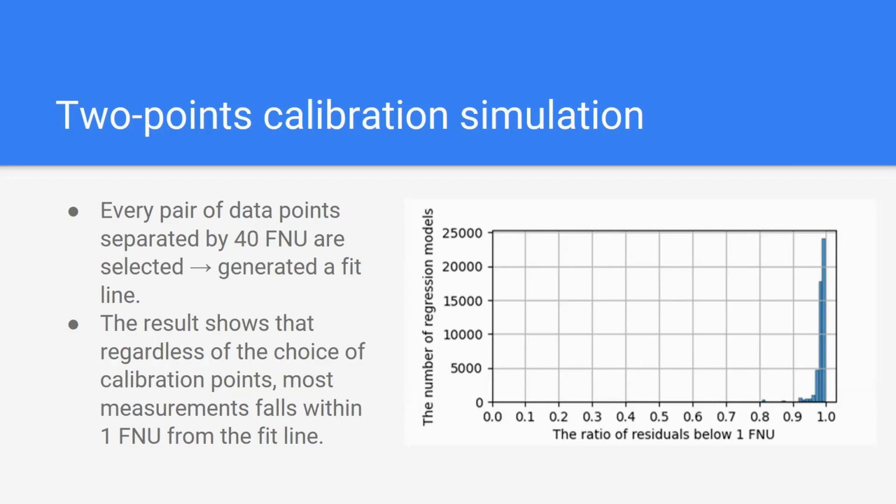So the way to look at this graph is that the y-axis is the number of models or number of pairs of data points, and the x-axis is the ratio of residuals below 1 FNU for that particular model. So as you can see, most of the models are between 0.9 to 1.0, and that means regardless of the choice of the calibration points, more than 90% of the measurements would fall within 1 FNU from the generated line.